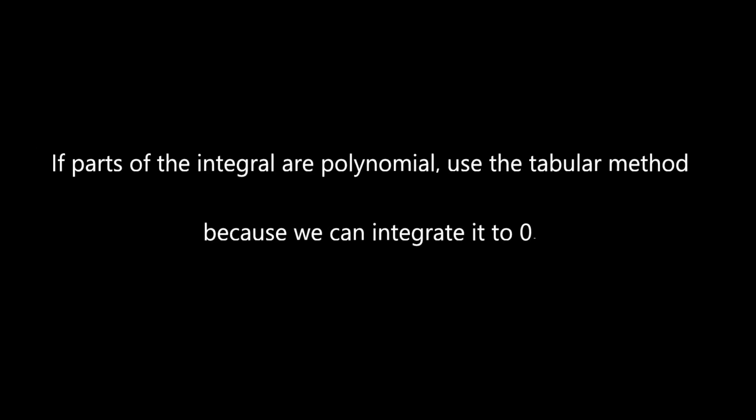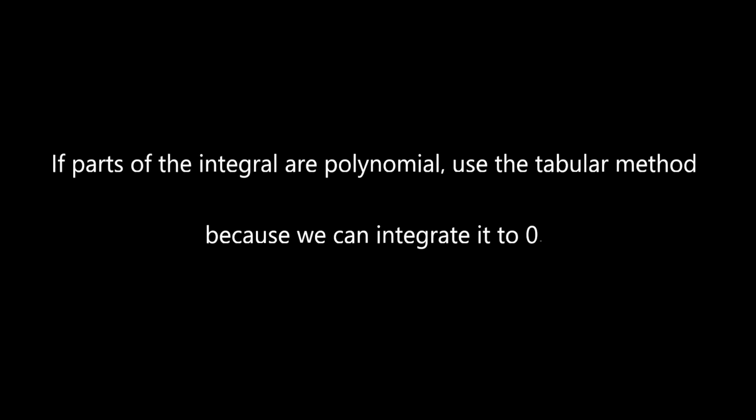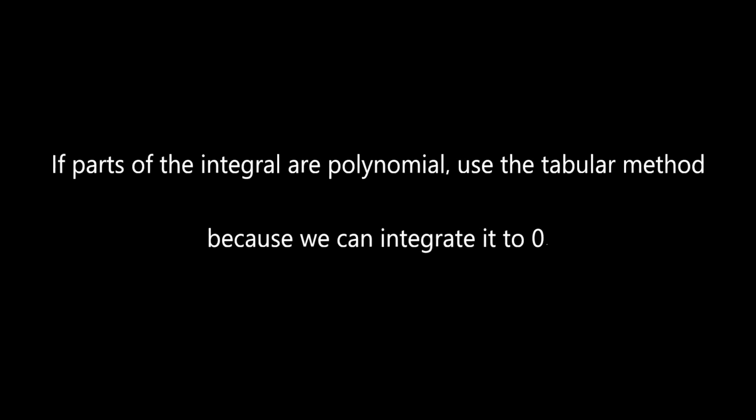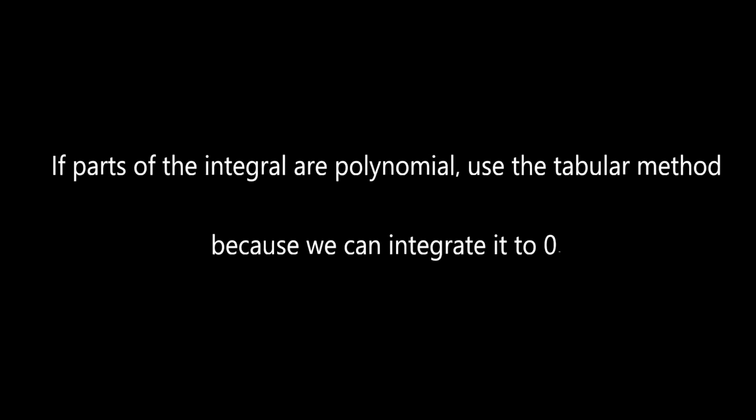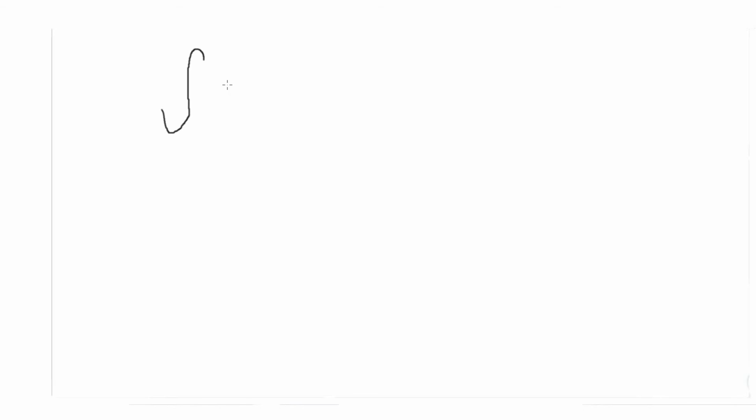Alright, and my last tip is, if parts of the integral are polynomial, then we can use the tabular method because we can differentiate the polynomial to 0. So let's look at an example. If we want to integrate x squared times e raised to x dx, we see that here's the polynomial x squared, and since it's a polynomial, we can differentiate the whole thing to 0, therefore we can actually integrate it.